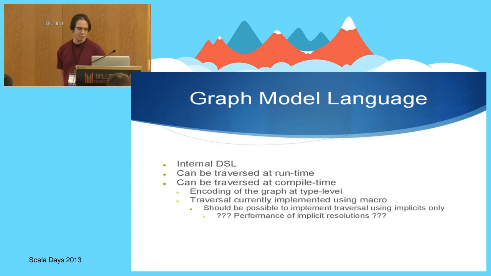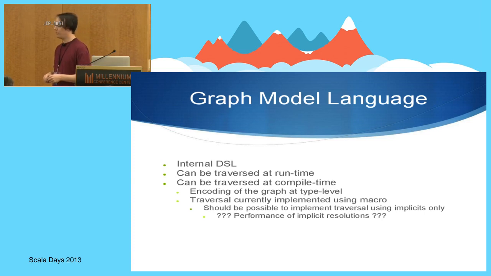Here the challenge was being able to encode all the graph in the type, and then to traverse that graph. Currently, the way it's done is by using a def macro, and we have some utilities which extract the vertex, the edges, and the rest from the type, and enable us to traverse this. It should be possible to do the same with implicit resolution, the same way it's done in Shapeless when you map an HList or something like this.